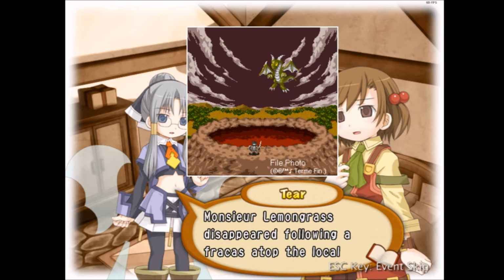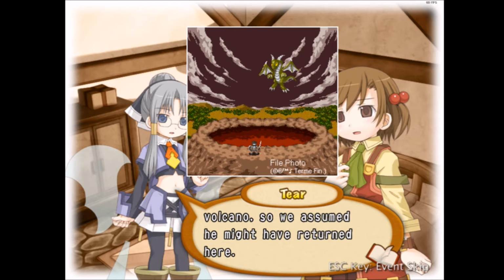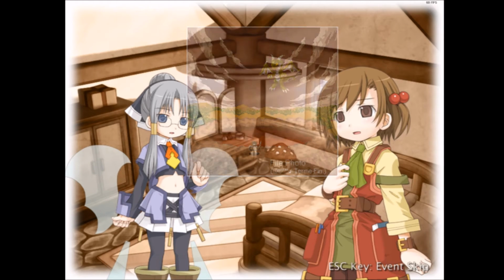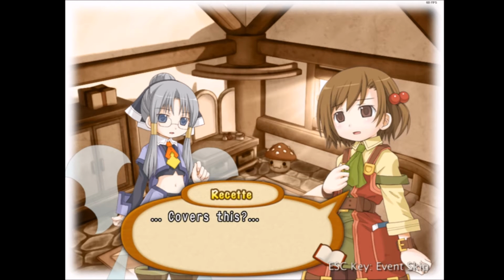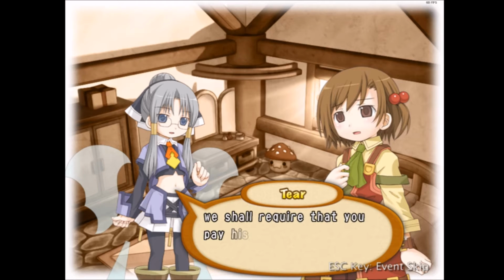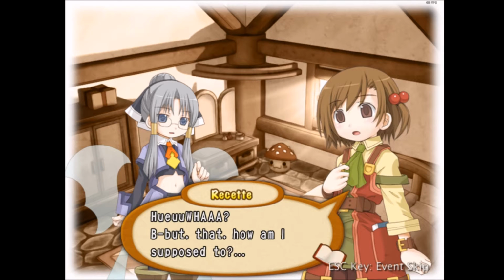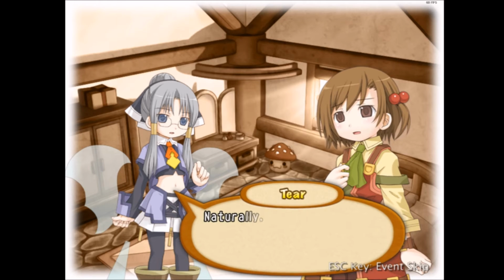Monsieur Lemongrass disappeared following a fracas atop the local volcano, so we assumed he might have returned here. Even if he has not, however, the contract covers this eventuality. Covers this? Quite. As the sole remaining member of his household, we shall require that you pay his debts in his stead. What? But how am I supposed to? I barely have enough money to live by myself.